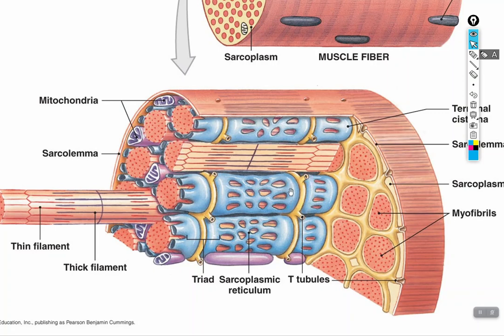So terminal meaning end, and cisterna meaning cistern or storage place. So the terminal cisternae, 1, 2, is the plural way to say that. So a triad is one T-tubule and two terminal cisternae.